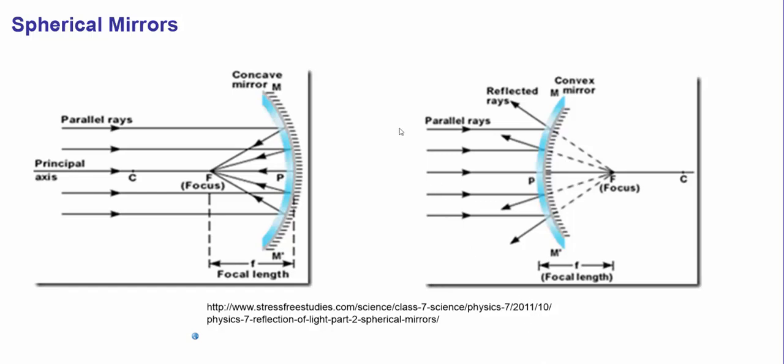All right, let's talk about spherical mirror reflection. We have two types of mirrors that we're going to be looking at. We have concave mirrors and convex mirrors, and they appear the same, but they are not.